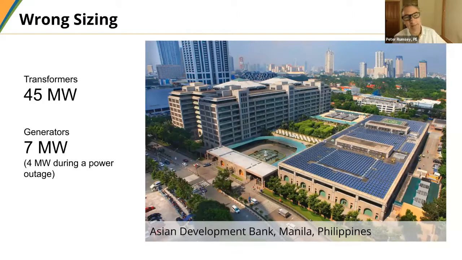If they had bought 45 megawatts of DG system to match the electrical transformers, it would have been massively oversized and so expensive to build. So this is how waste happens: engineers can be lazy and not really look at what the right size is. That was very interesting.